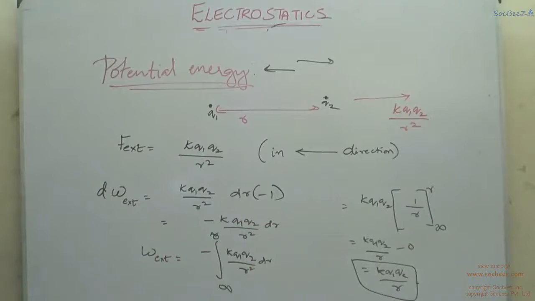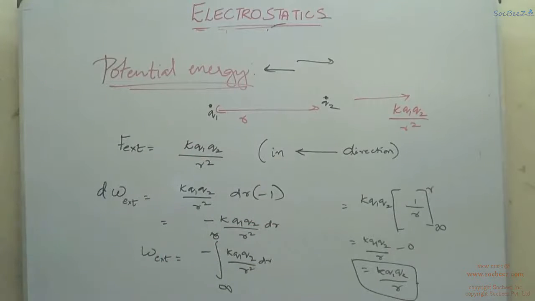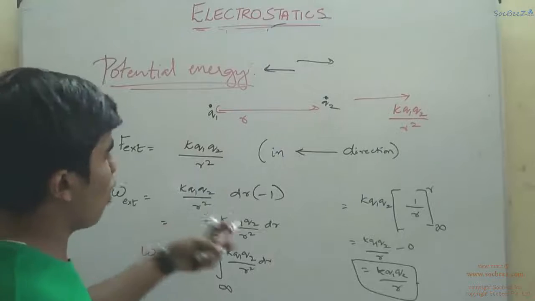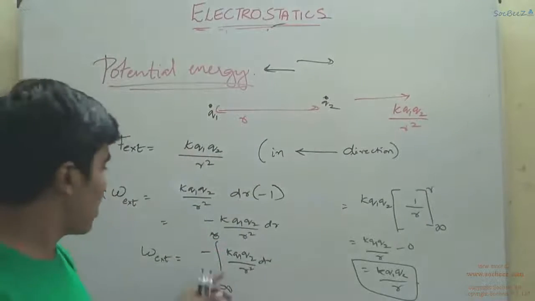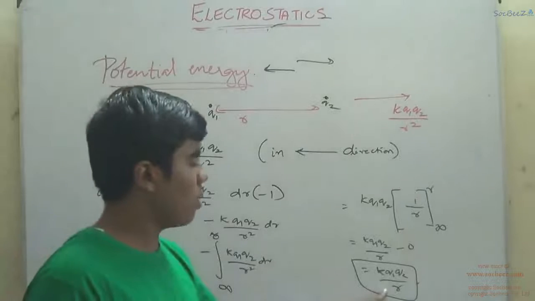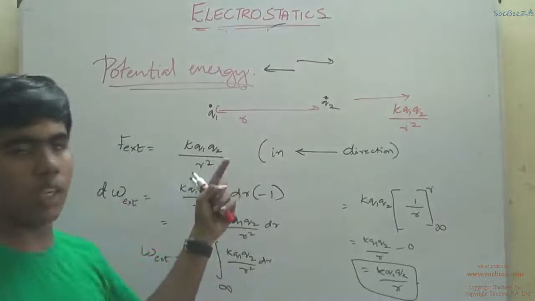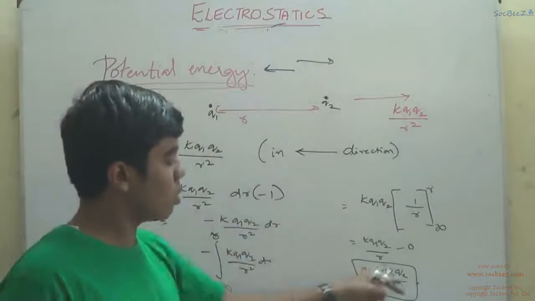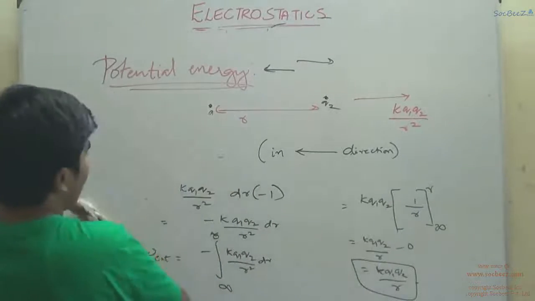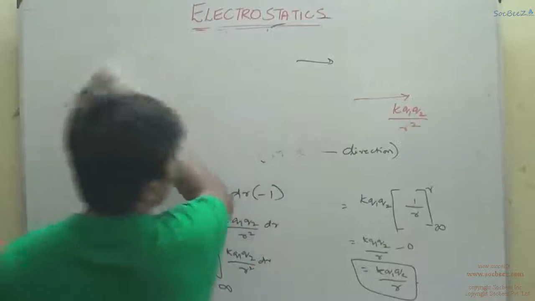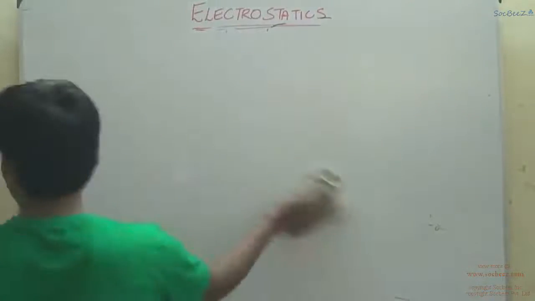Okay, so from now on, for the interaction energy between two charges, we don't have to solve every time taking infinity to R. If we remember this as a formula, the interaction energy between two charges placed at a distance r is equal to k times q1 into q2 by r. Now based on this formula, let us solve this question.